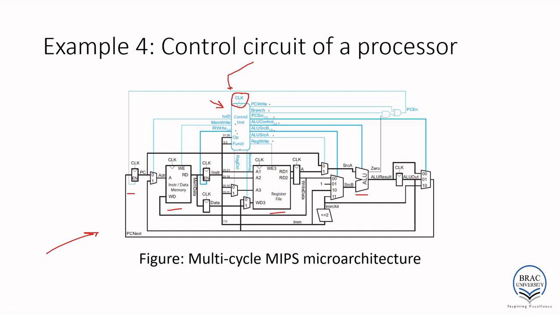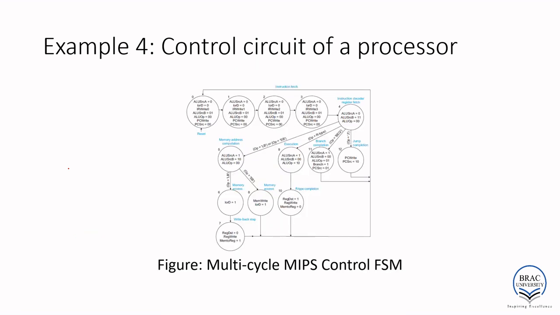For this kind of application we could build an FSM that does this job perfectly. This is the example of the control unit of the multi-cycle MIPS processor that we saw before. This is our reset state, and depending on the different combinations of the inputs and outputs, we loop through each of these states. So this is the complete state diagram of a control circuit of the multi-cycle MIPS processor.